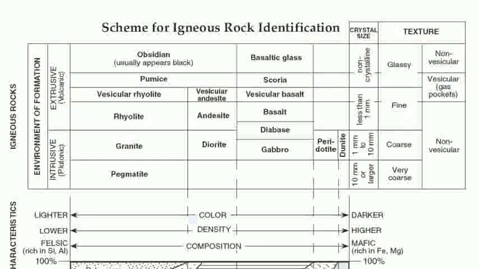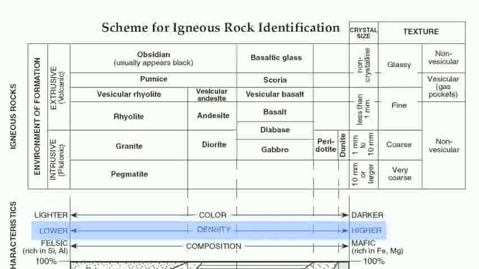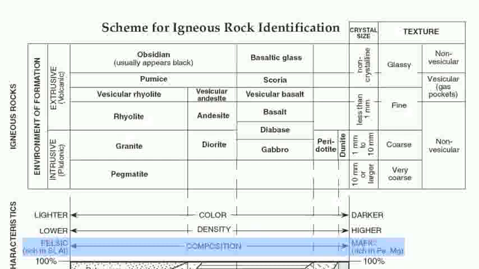So below all your rocks, you have your different characteristics. Color: left side of your chart are light, right side of the chart are dark. Left side of the chart have a low density, right side of the chart has a high density. Left side of the chart has a felsic composition made up of silicon and aluminum. Right side of the chart has a mafic composition, iron and magnesium. So very important to identify that you don't necessarily read this chart horizontally, but you can also read this chart vertically as well.